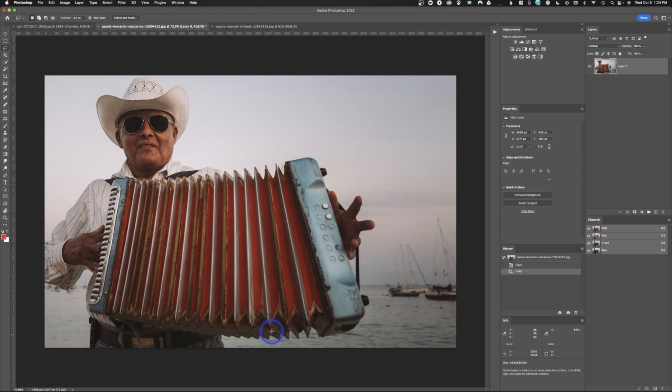It could be on the top. It could be on the bottom. But what we don't have is enough negative space on this side to balance with this side.